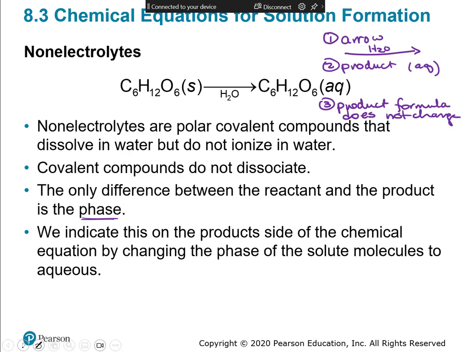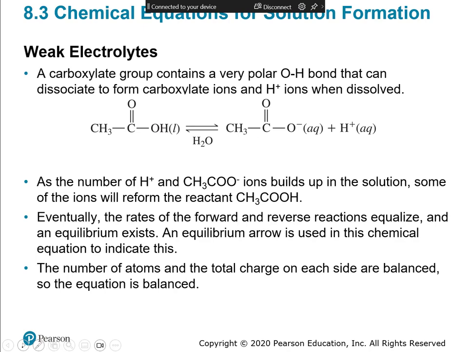Now the weak. So the weak electrolyte, what do you notice about the arrow? Both directions, okay? So strong and non-electrolytes, the arrow goes one direction. Weak electrolyte, the arrow goes in both directions. So that's one way you can recognize a weak electrolyte. If you see the arrow going both directions, then you know it's a weak electrolyte. The products are still aqueous. So that's the same. All of them end up aqueous as the product.